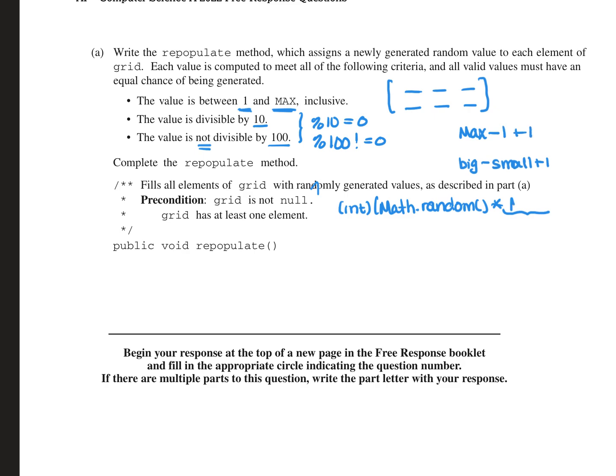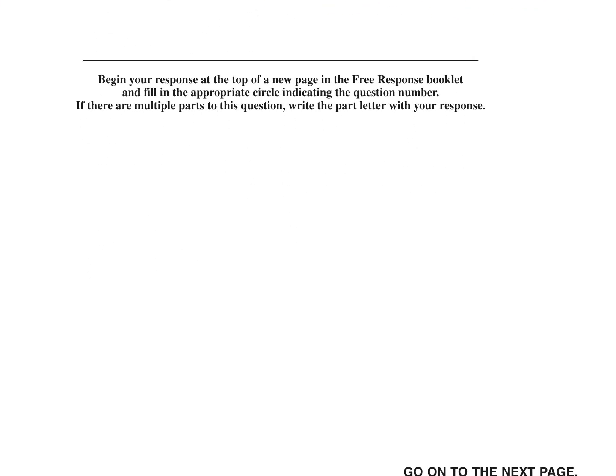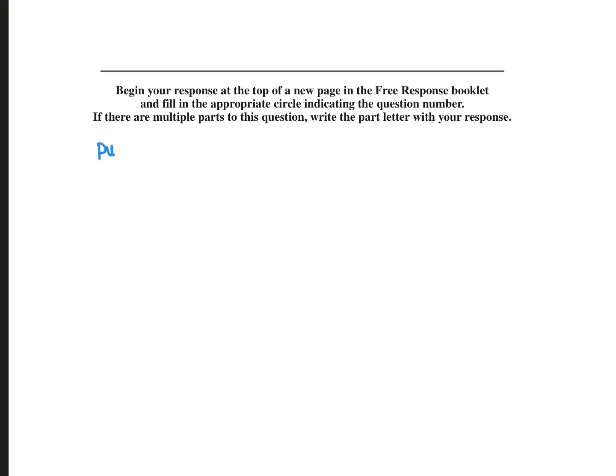So we're going to multiply by just max. We want this to be shifted up 1, so we have to add 1. Remember, whatever's here is telling you how much to add to shift our range. All right, so that's kind of what we have here. So we're going to write public void repopulate. Remember, the void means that there is no return type.